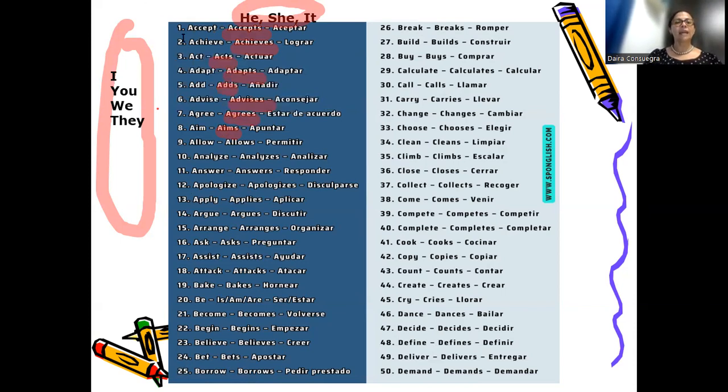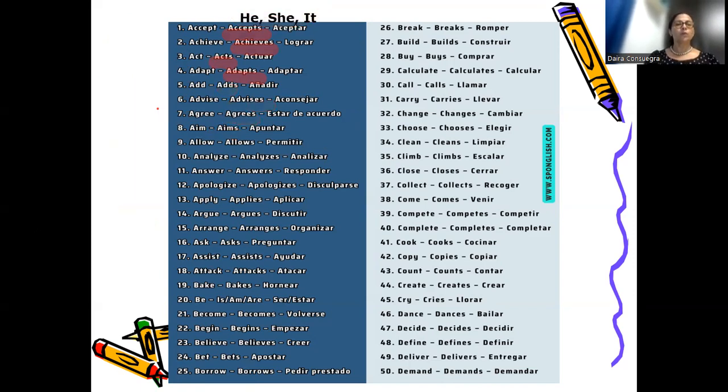You say, I accept, I achieve, I act, you adapt, we add, we advise, they agree, they aim, etc., etc. So I'm going to read all the verbs just in the first part in order for you to understand the pronunciation, and then you can study that by yourself. Remember that you need to have your self-learning time, okay?